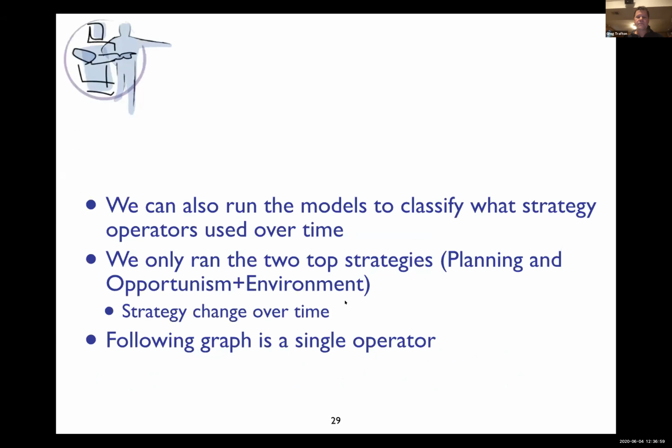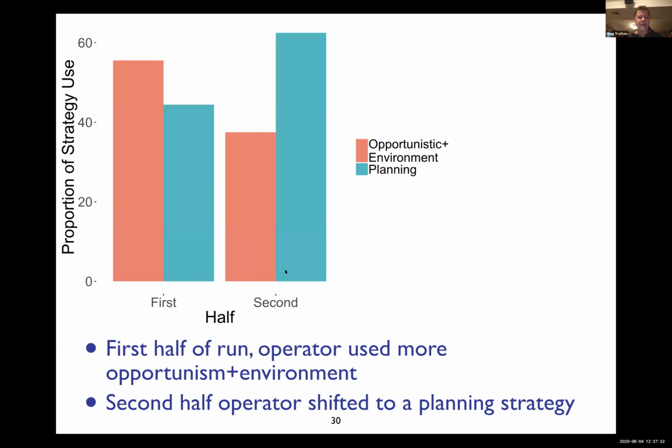Okay, this is the last part of what I'm really excited about: we can also run the models to classify what strategy operators used over time. We ran the top two strategies here, the planning and the opportunism and the environment, and we can look at strategy change over time. The following graph is a single operator, so there's no averaging. I'm just trying to understand what happened with this specific individual operator, and I'm really excited about this.